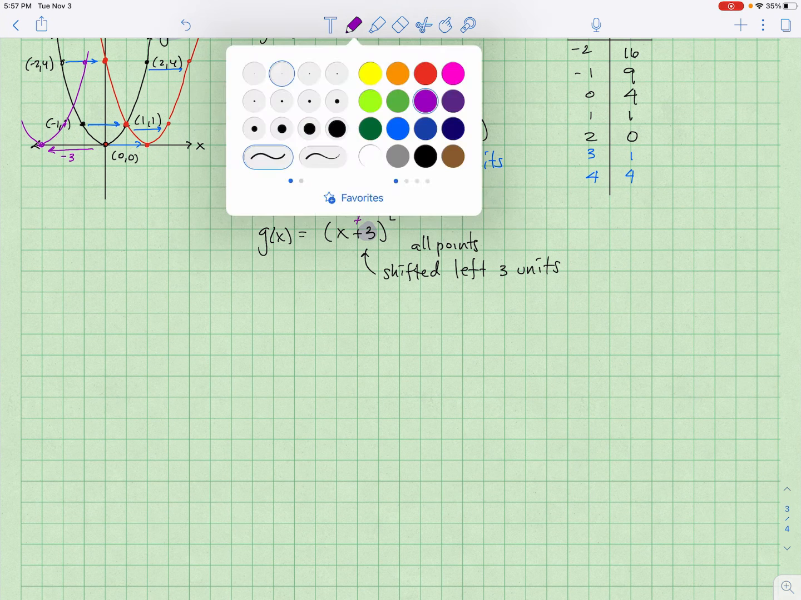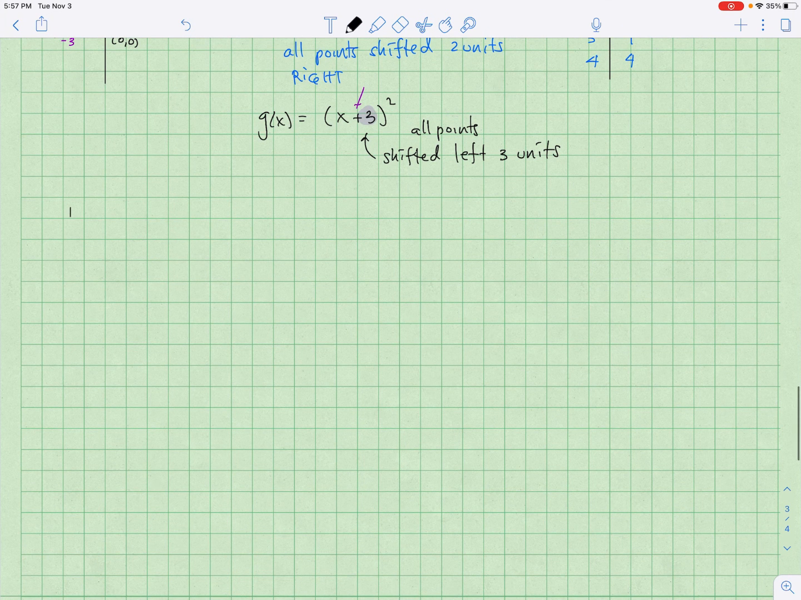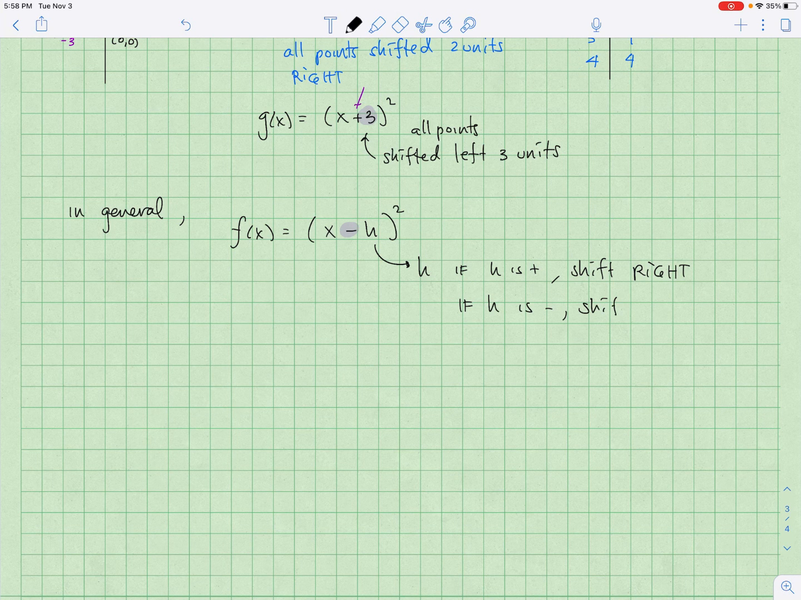So what we do when we talk about the general form here, and this is where it gets a little bit confusing for a lot of students, so pay attention. In general, for f of x equals x minus h squared. The first thing I want you to notice is we're writing this in terms of the general form having a subtraction here. So when we read h, if h is positive, shift right. If h is negative, shift left.